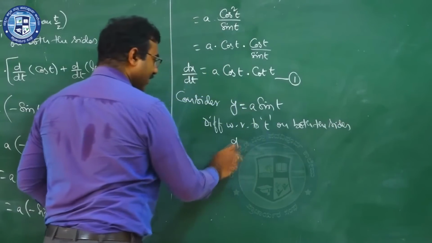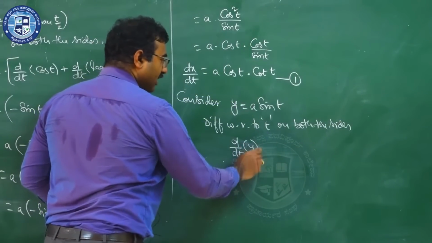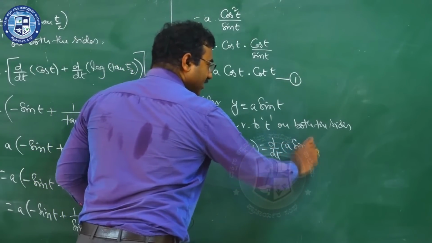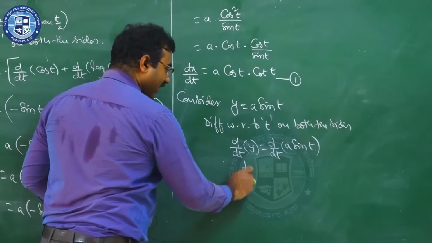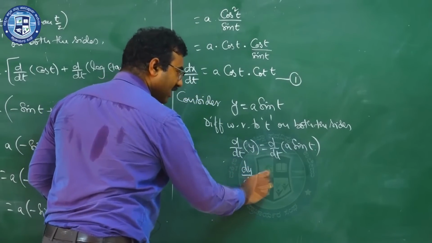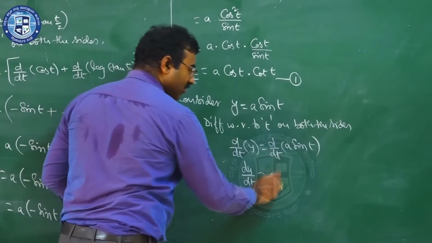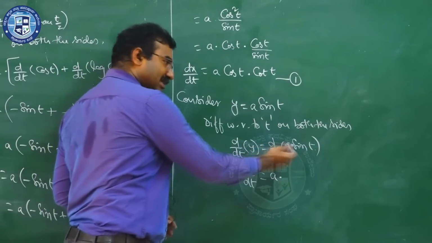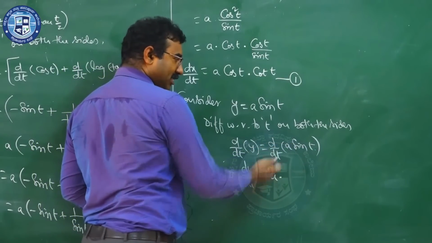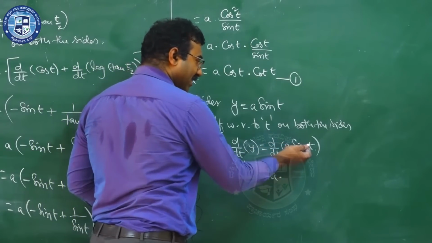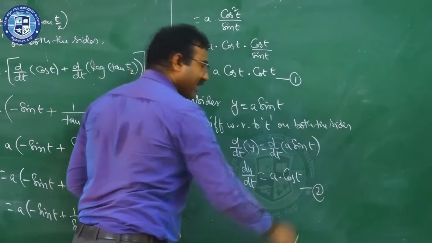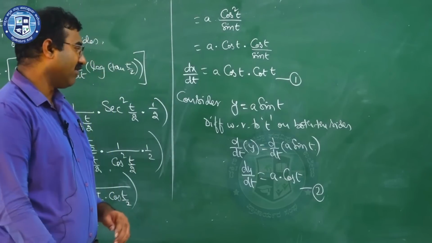So we get d by dt of y is equal to d by dt of a sin t. Okay. So dy by dt is equal to a into, a is a fixed value, right? So we can treat it as a constant, because it's a coefficient of sin t. So d by dt of sin t is cos t. So we got a cos t now here.